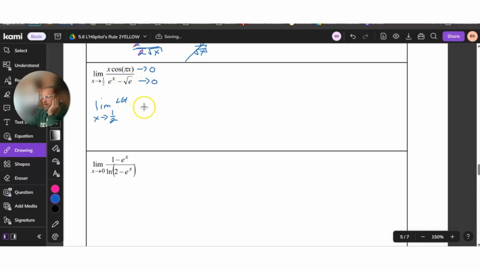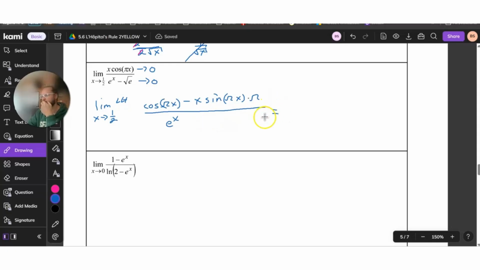And the top is going to be a product rule. So it's going to be the derivative of x, which is 1, times cosine of pi x, plus x times the derivative of cos pi x, which is actually negative sine. So we're going to switch that to a negative. And then we're going to do sine pi x. But it's also a chain rule, so then multiplied by pi. And then we're going to put the whole thing over e to the power of x is e to the power of x. This is a number. It goes away.